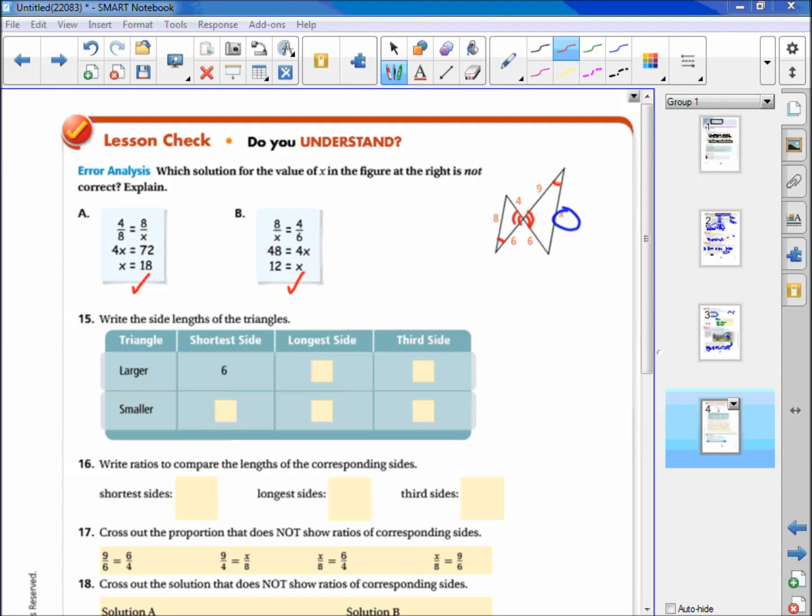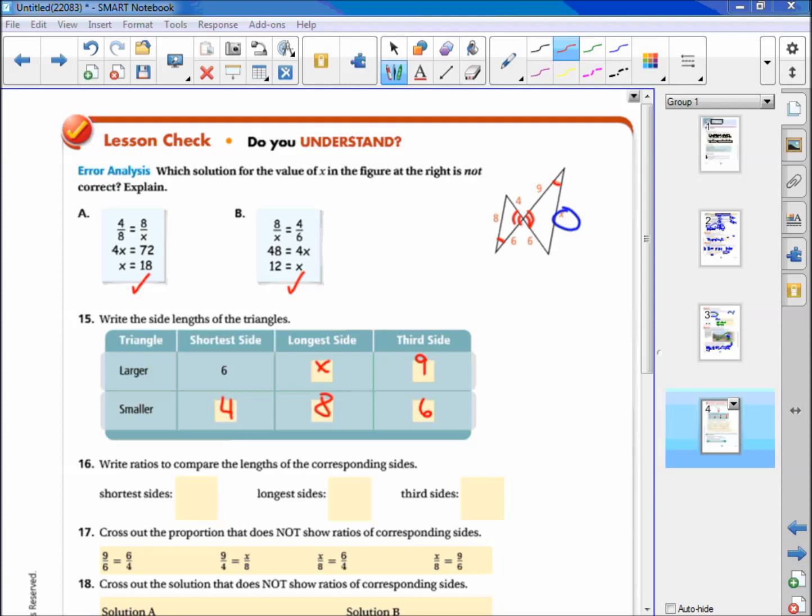So it says number 15 here, write the side lengths of the triangles. So the shortest side in the larger triangle is 6, and the shortest side in the smaller triangle is 4. Okay. The longest side in the larger triangle is X. That's the one that touches the one angle but not the two angle. And the longest side in the smaller triangle is 8. Okay. And then the medium one, or the third side here, is going to be 9 in the big triangle on the right and 6 in the little triangle on the left.